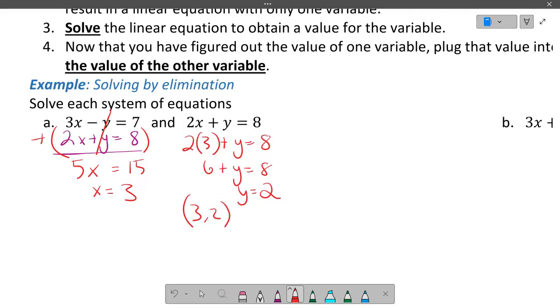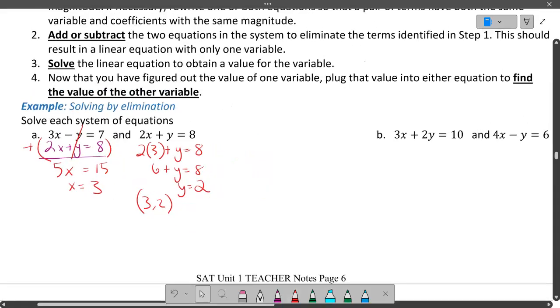Say that one more time. I mean, elimination works. Both methods will work for everything. It just depends on how much effort it's going to be to set it up so that it works. Okay, so for example, let's see.